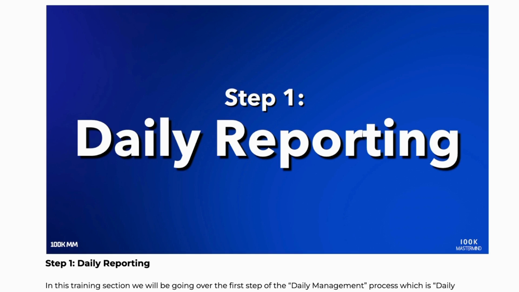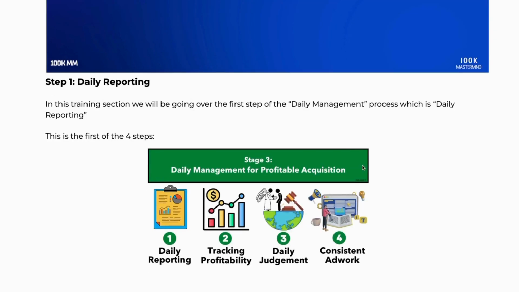All right, team, welcome to step 1 of the daily management process, which is daily reporting. Just a quick recap: daily reporting is the first step. Then we have to talk about tracking profitability, then daily judgment, and then consistent ad work. But first and foremost, we have to talk about the first step, which is daily reporting.